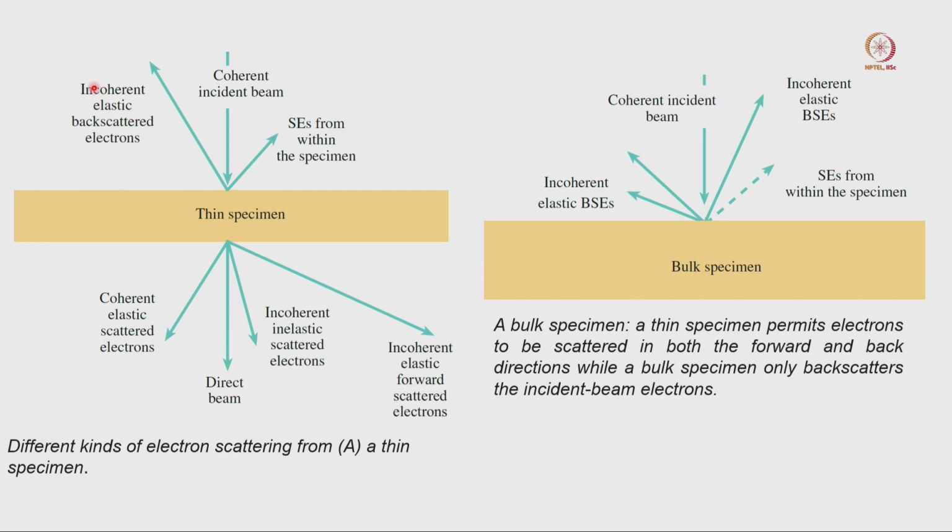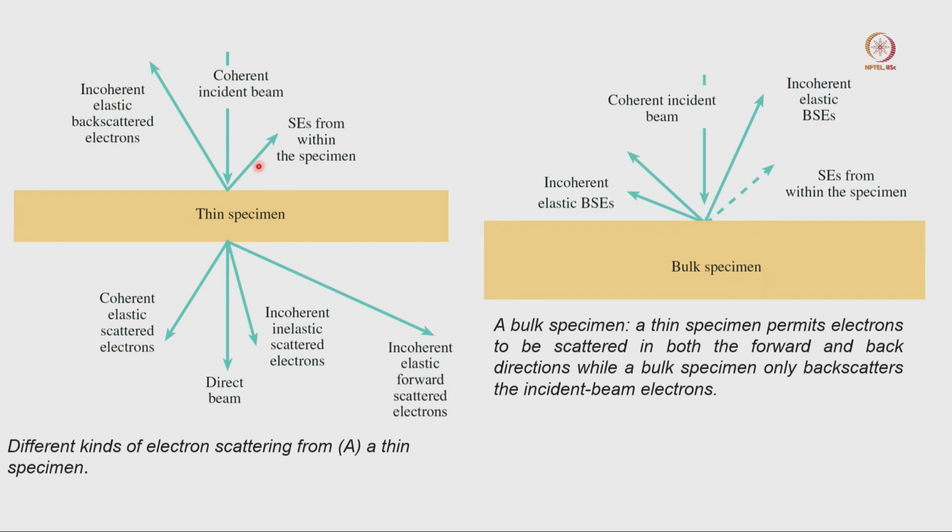Only we are going to discuss this backscattered electron, secondary electrons and the different types of transmitted electron beam. So, we have a coherent incident beam. The coherent incident beam will pass through the thin sample and this is the direct beam. There is no scattering, nothing.